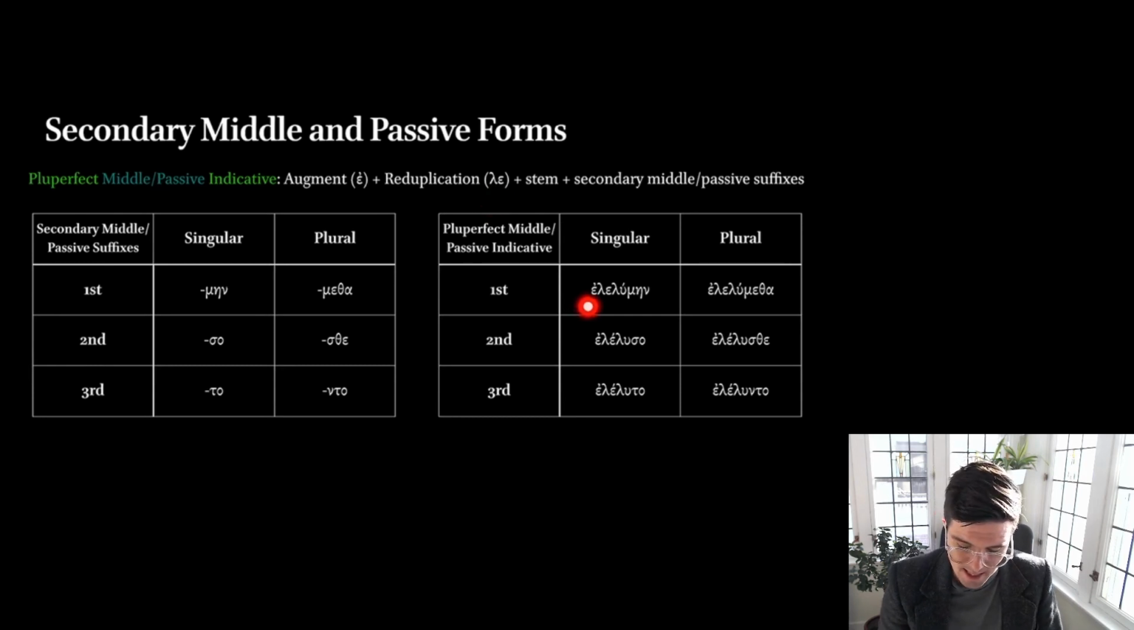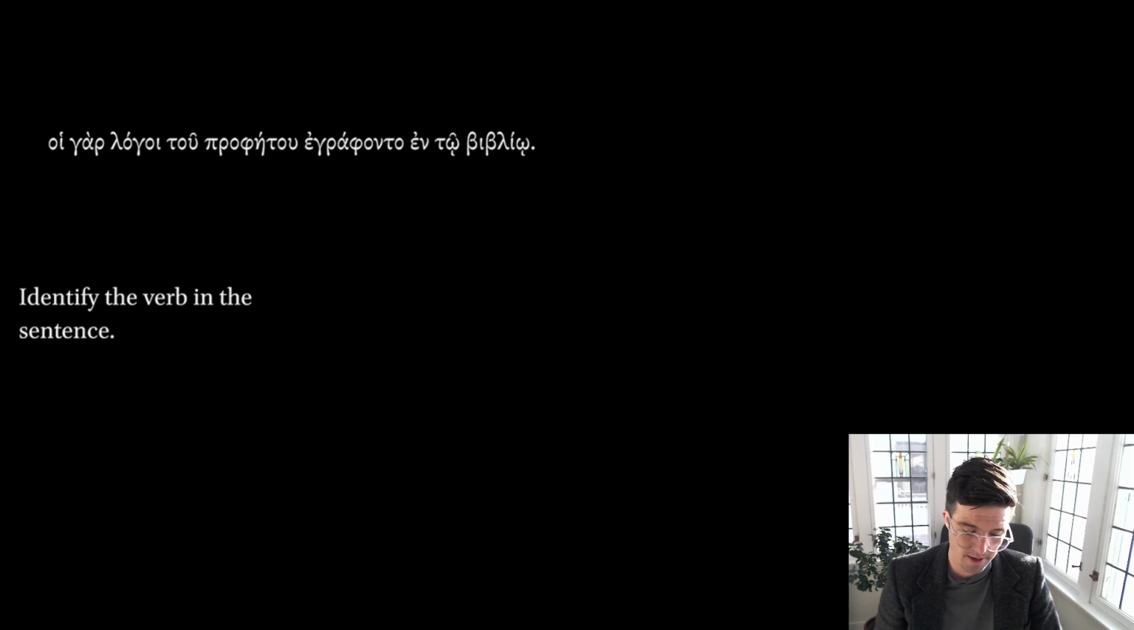So we see here the epsilon is our augment, the lambda is our reduplication, and then the stem here. And remember that reduplication can happen in different forms depending on what letter the verb begins with. All right, so now that we've introduced all these forms, what we're going to do is work with some of them in real live practice scenarios.